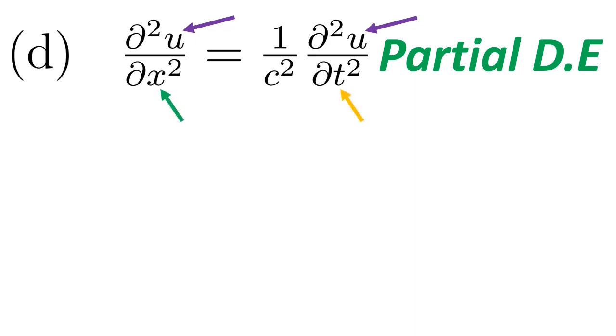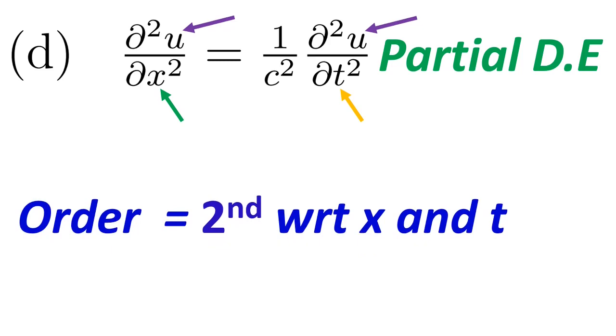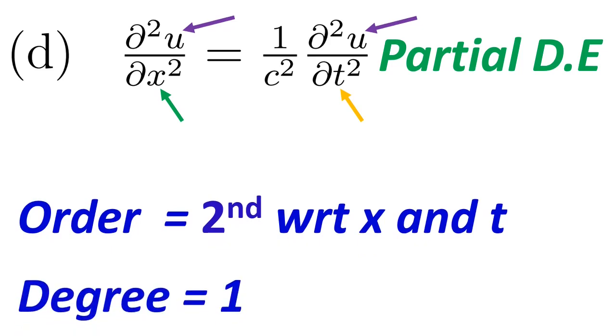Remember that partial differential equations are those that depend on more than one independent variable. So for this partial differential equation, the order will be second order with respect to x and t, and the degree will be equal to 1, following from our definitions.